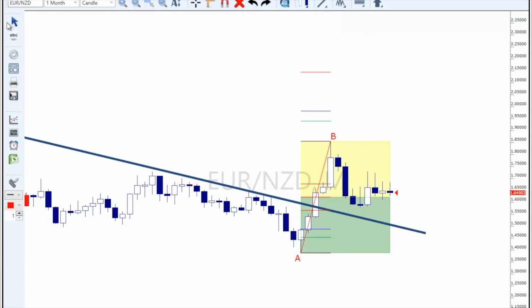Great Fibonacci, by the way. We got ourselves a little 5-0 retracement. D extension is the 1.618. So our target is going to be 2.1444. 2.1444 is going to be the target.